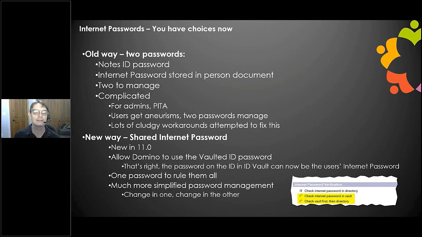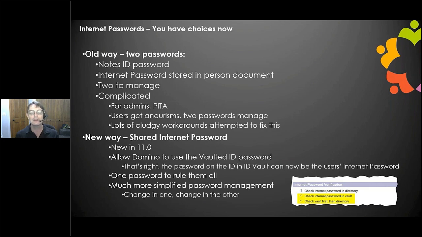This is new in 11. It's called shared internet password. I think that's what they still call it. That's what it was called in the beta back in the day. I think that's still it. And it allows Domino to use the vaulted ID's password as your HTTP password, as your internet password. So no longer do you have to have two passwords.